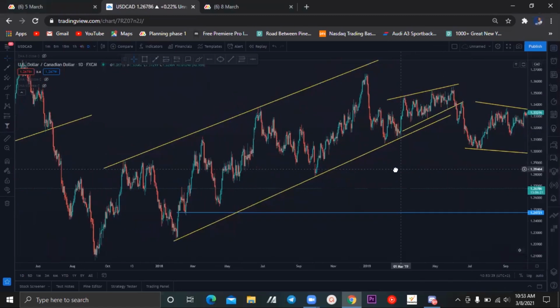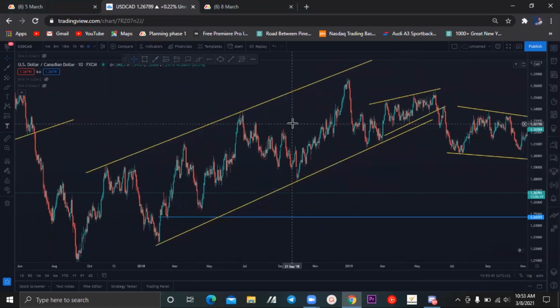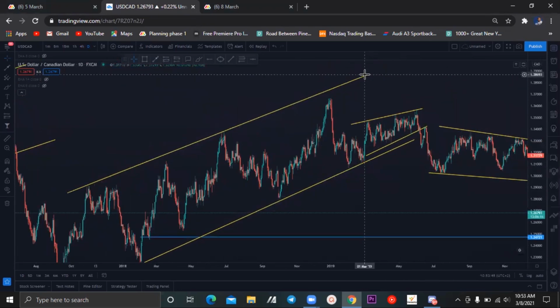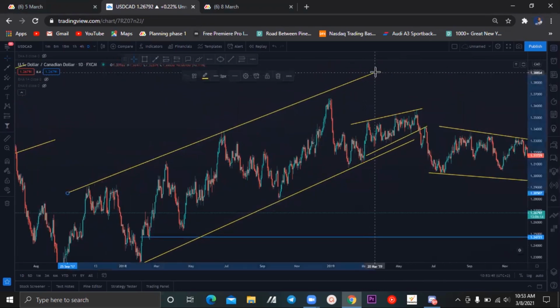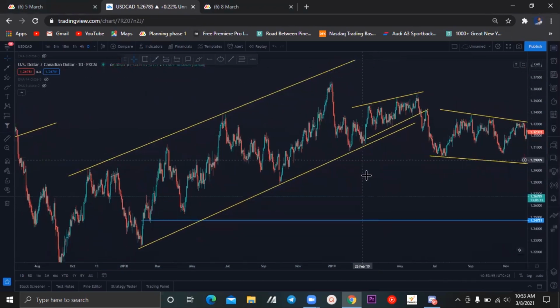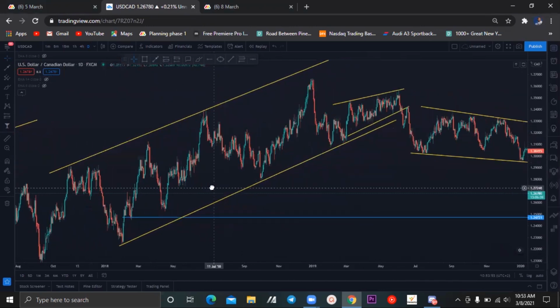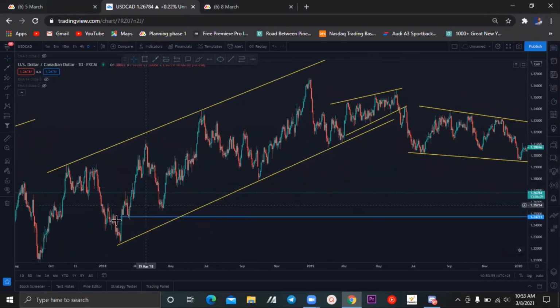As you can clearly see, guys, I don't want to go too far back in time because it's going to become even more irrelevant for me. But what I want to show you is that for the past few months or years, from 2018, USD CAD formed this one big ascending type pattern. Someone can say it's a rising wedge.